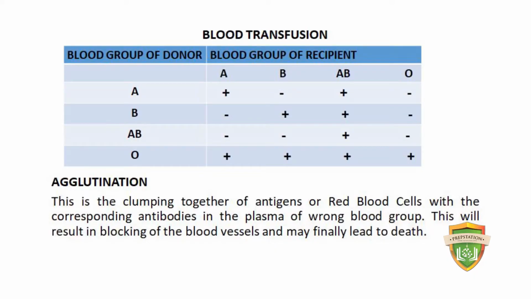Will occur. Now this is the clumping together of antigens or red blood cells with the corresponding antibodies in the plasma of the wrong blood group. What they are trying to say is that the red blood cell of blood group O will not correspond with the antibodies of blood group B. Now this will result in blocking of the blood vessels and may finally lead to death.